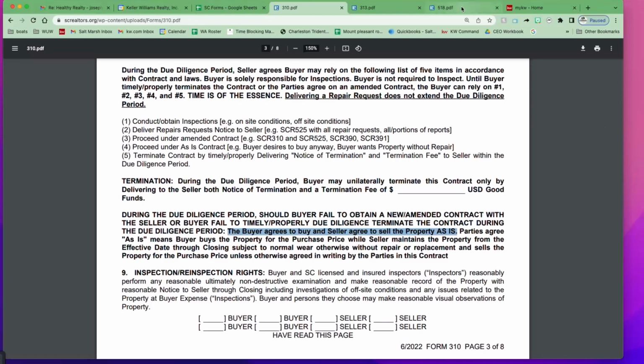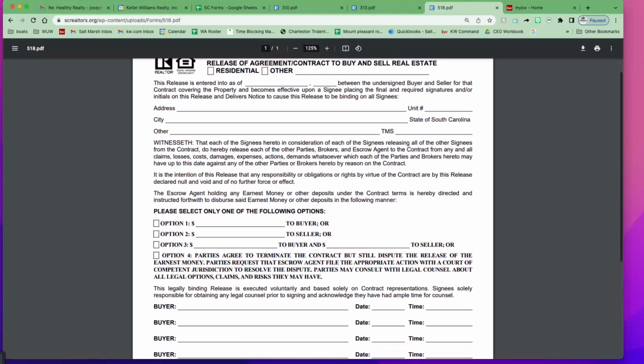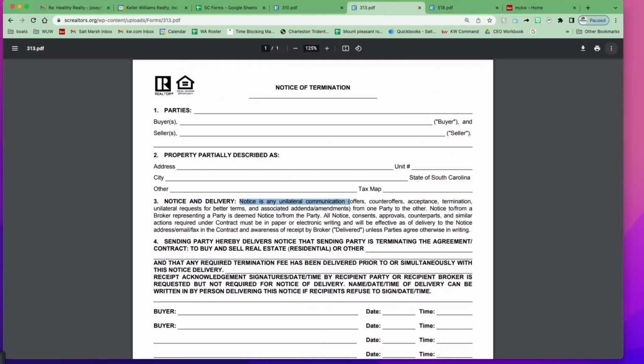A lot of people want to use Form 518, which is the release of agreement. You can use this. However, if this is not signed with the release of the earnest money by both parties, it does not count. So the proper way to do this is to terminate through Form 313.